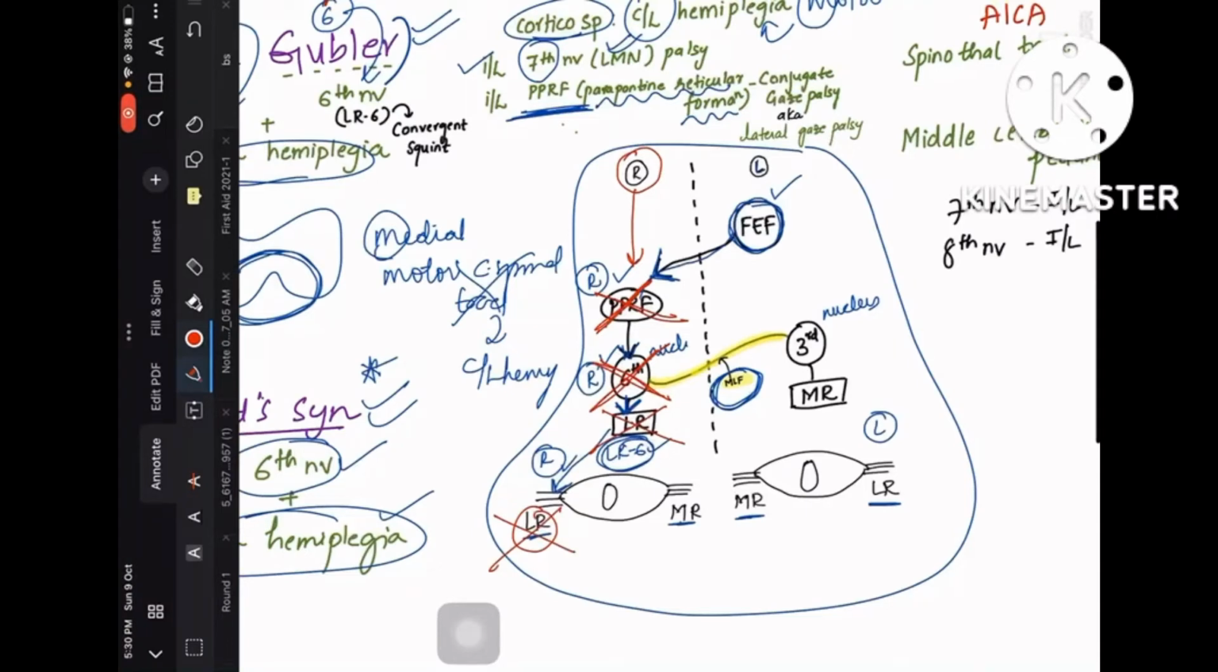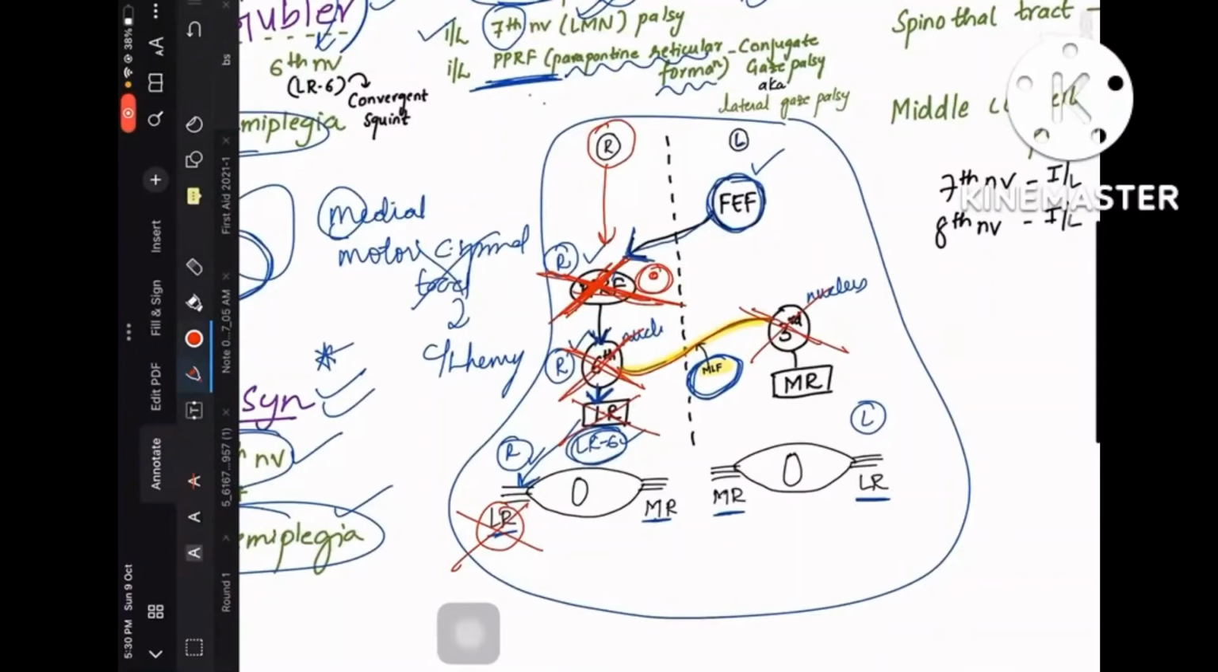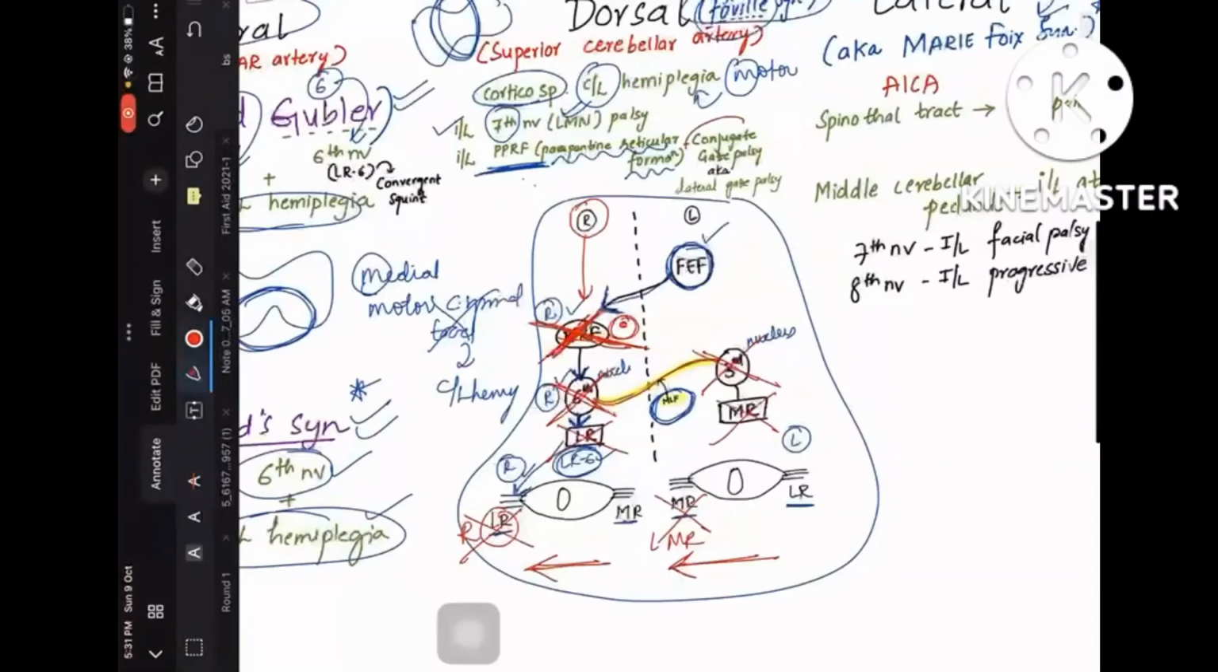Similarly, on the opposite side, that is the left side, since the sixth nucleus is connected to the third nucleus, this function is also gone because the impulses from this zone are totally stopped. The entire tract will be gone. So the third nucleus impulses are gone, so the medial rectus is gone. The person cannot look towards the right side because the right lateral rectus is gone and the left medial rectus is gone. So this direction of movement is gone. That is conjugate gaze palsy.